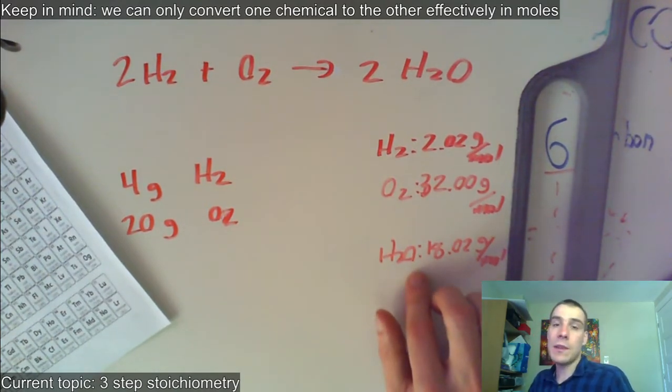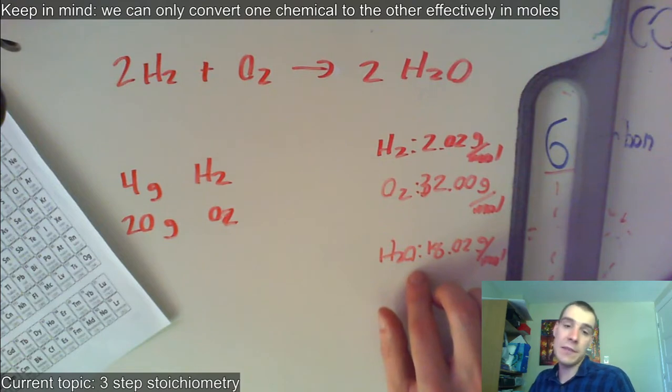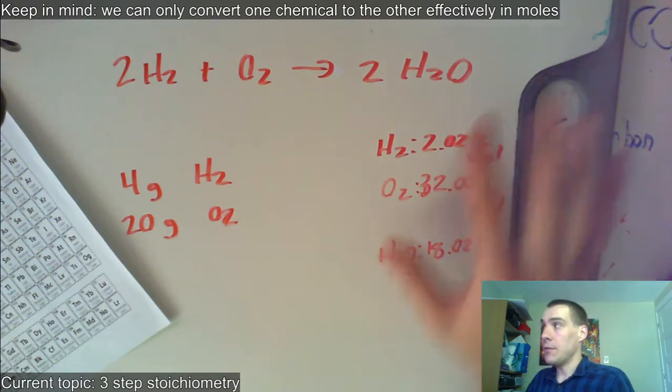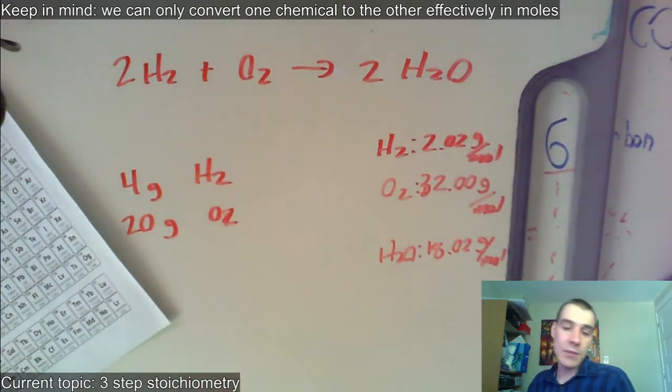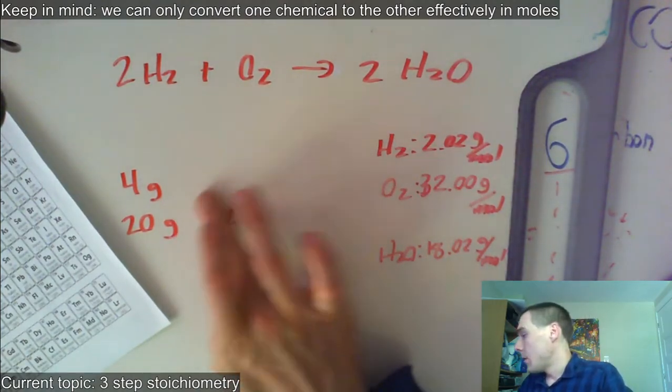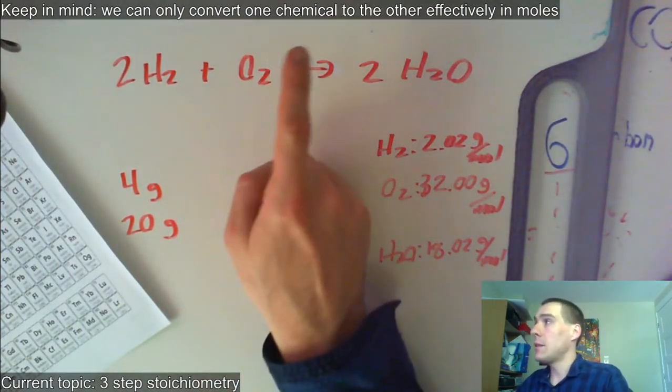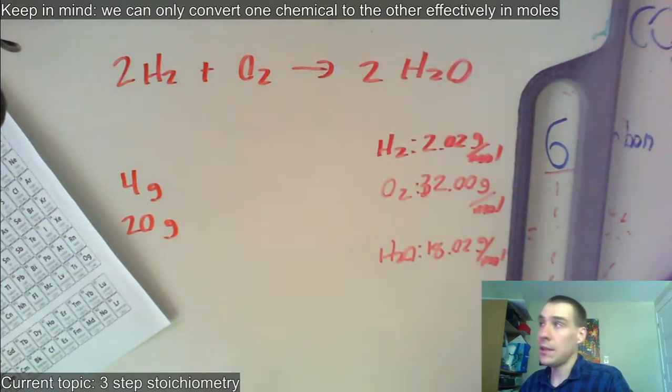If you don't know where these are coming from, please watch the previous video, video 3.3. That's where we talked about getting grams per mole for various substances. So we have 4 grams of H2 and 20 grams of O2. Now remember, we can only convert one chemical to the other effectively in moles.